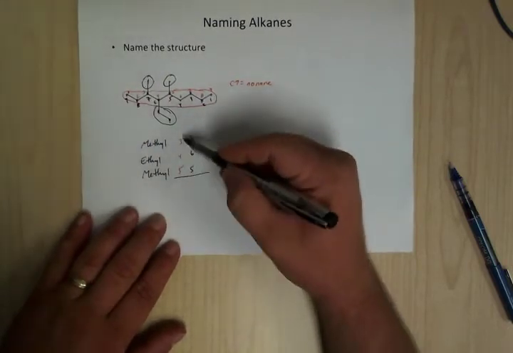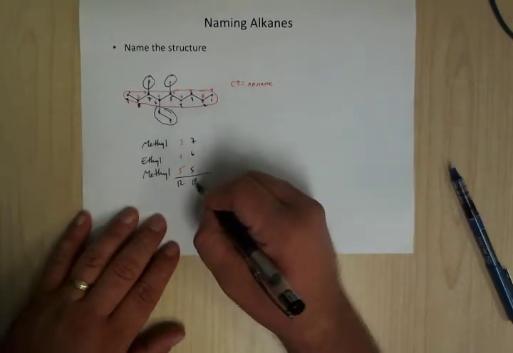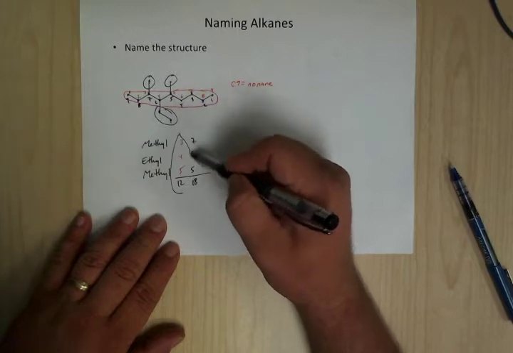So you add these up. So this would be 12. Okay, this would be 12. This would be 18. So you're gonna pick the lower numbers. So there we go.